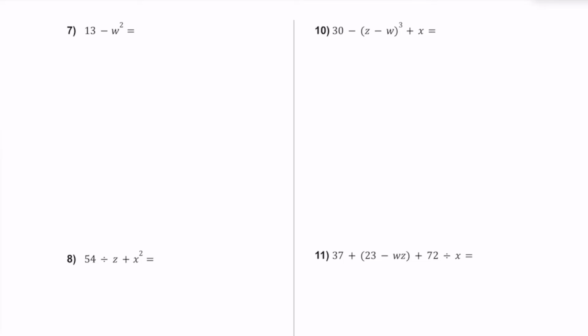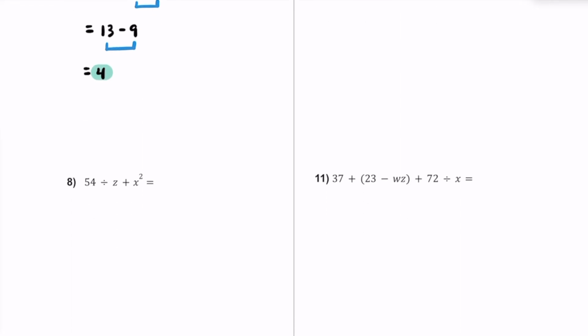All right, so for number 7, we have 13 minus w squared, or w to the second power. Let's go ahead and substitute in first. So we have 13 minus, let's see, w is equal to 3, so we really have 3. Go ahead and put that in a hug raised to the second power. Now between subtraction and the power here, the power is going to go first. So 3 to the second power, that's really 3 times 3, that's going to be 9. So 13 minus 9. And 13 minus 9 is just equal to 4. So the value of this expression is equal to 4.